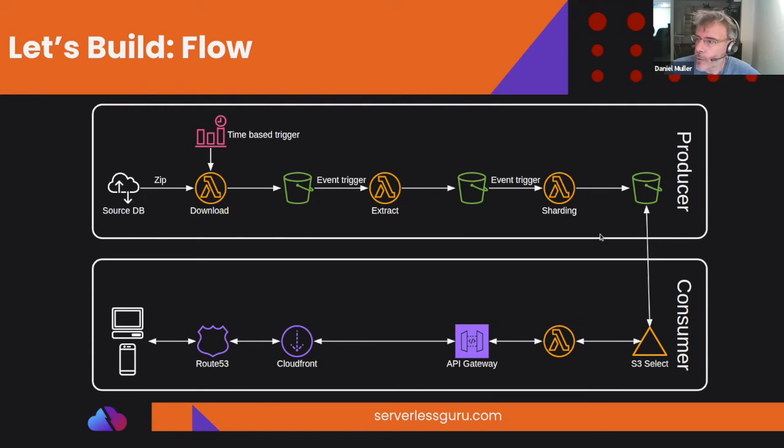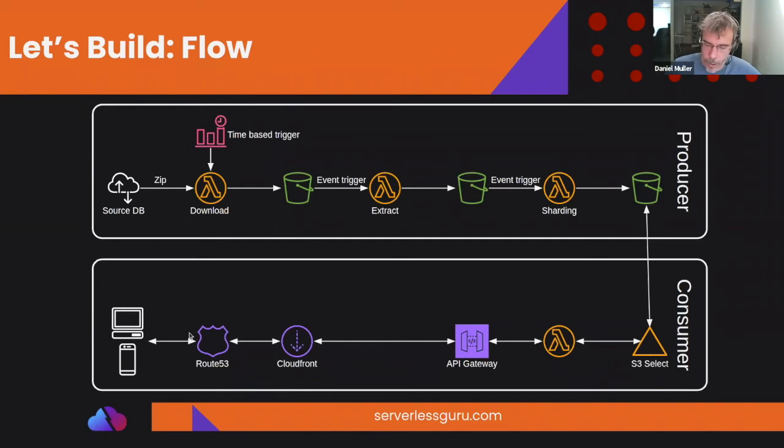And then on the consumer side, your clients, through Route 53, will come to a CloudFront distribution that we'll call an API gateway, which invokes a Lambda, and the Lambda will run the S3 select on the final sharded files and then return the result.